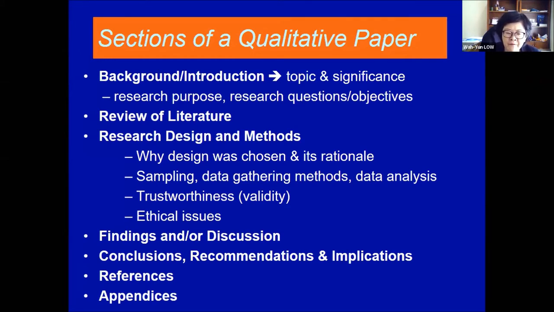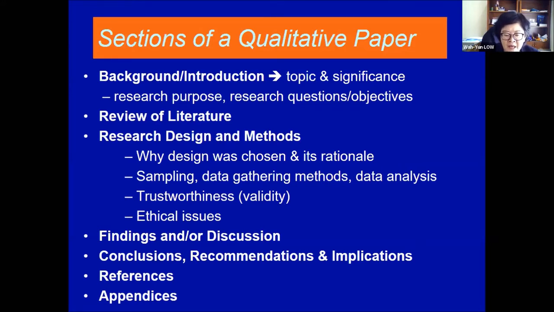Again, here we have the trustworthiness of the methods that you're using, basically what we call validity in quantitative methods. And of course, your ethical issues as well. Similarly, like in any other research, in quantitative research as well, you do need to pay attention to ethical issues.